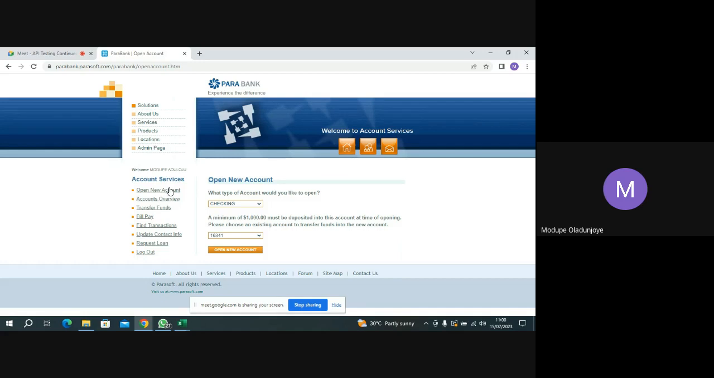For opening account, I only did just one test case for it. You only did one test case for it. Yeah. Is there any other thing to it? I don't think so. A minimum must be deposited into this account at the time of opening. What type of account would you like to open? Okay, checking an existing account. Click the drop down for the existing account.